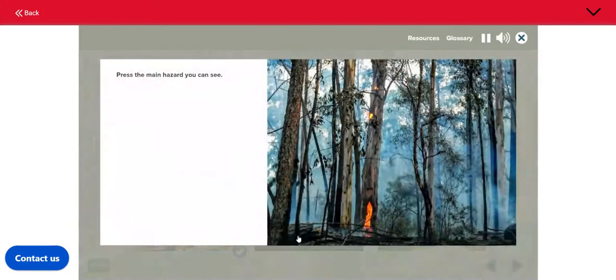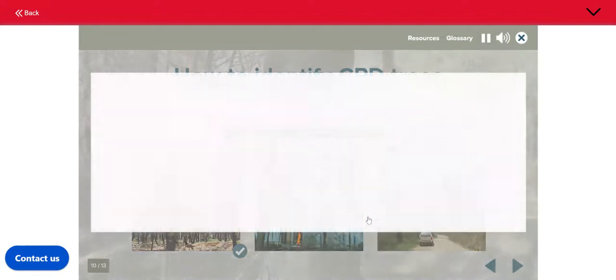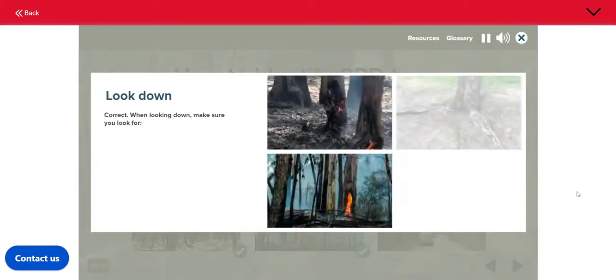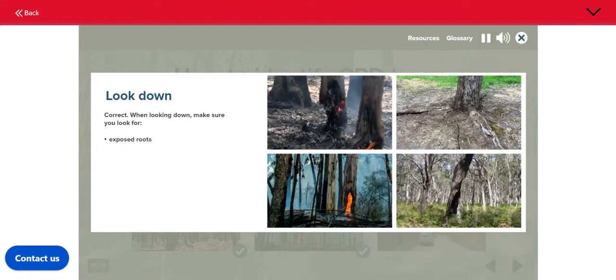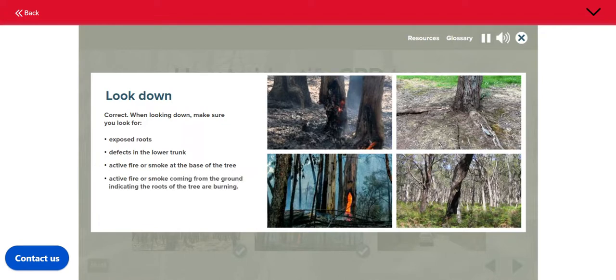Press the main hazard you can see. Correct. When looking down, make sure you look for exposed roots, defects in the lower trunk, and active fire or smoke at the base of the tree. Active fire or smoke coming from the ground indicates the roots of the tree are burning. This is best done by crews on foot, checking both sides of trees from a safe distance.